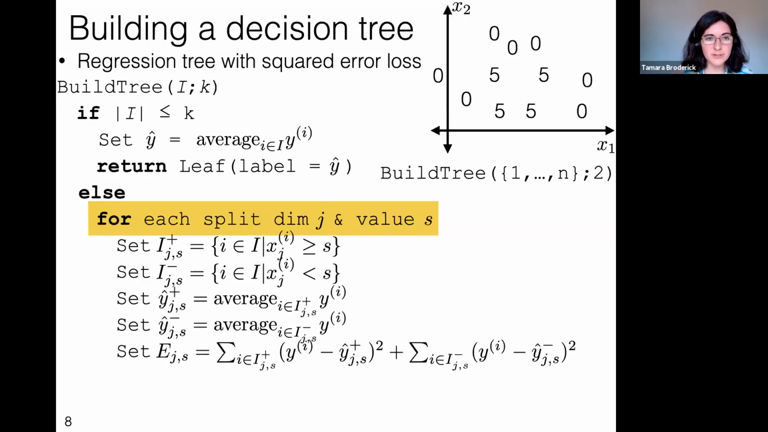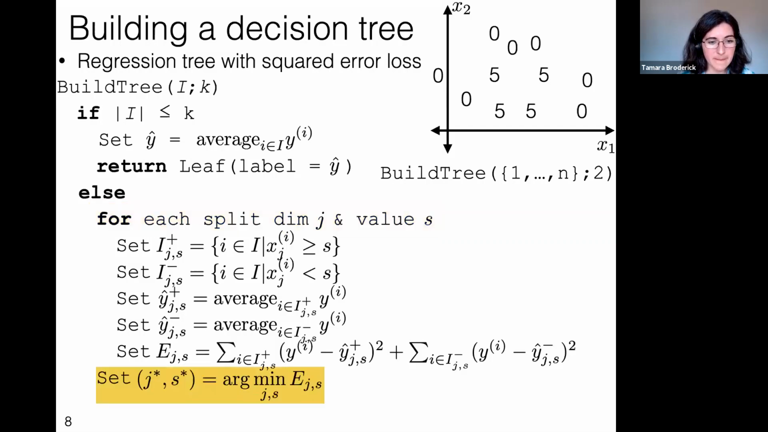Okay, so now we've reduced this to a problem that you can actually solve. We're going to try maybe something like the central values between every two data points. And so finally, we have a finite number of split dimension values J and split values S that we're going to try. And because we have a finite number of them, we can look at the error or the loss on every one of them, and we can say which choice minimized that error or that loss. And that's where we're going to split.